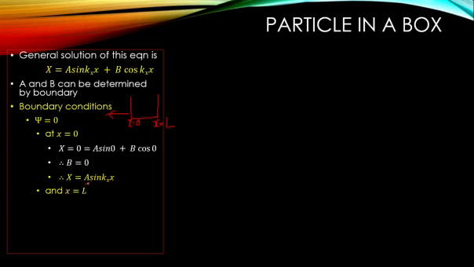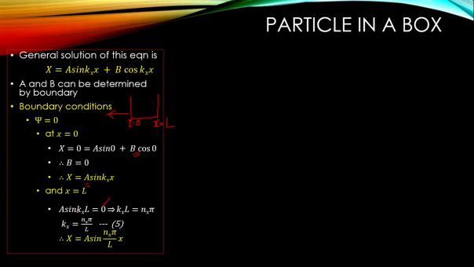Okay, now we need to find out what is A. So we have eliminated one of them, we have determined one of them. Now we need to determine what is A. For that we consider the other boundary, that is x equal to L. So at x equal to L, you can see that A sine kx L is also equal to 0. That is what we mentioned. At the boundary, wave function is 0.